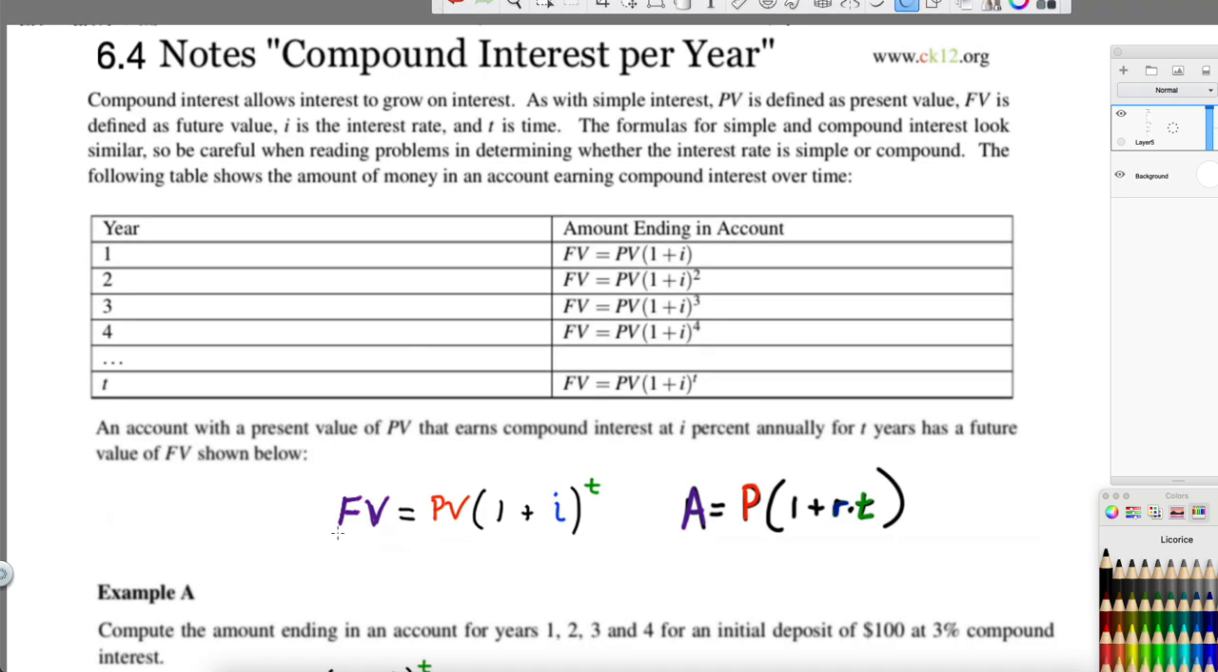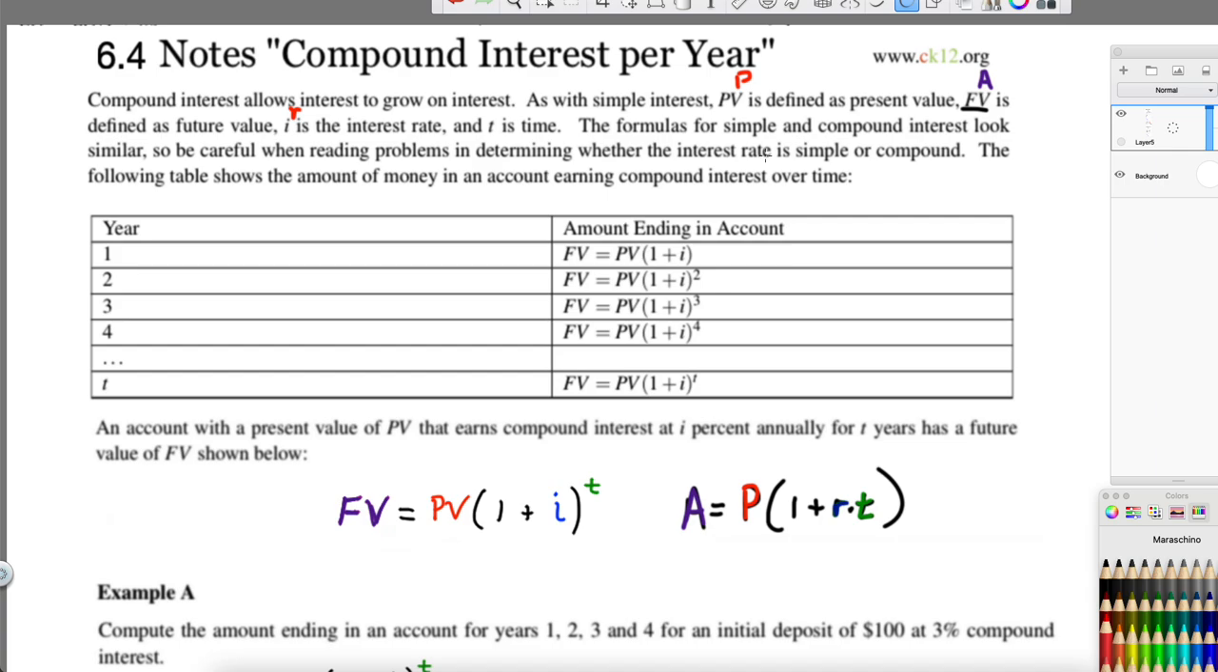So we're going to call FV the future value right here, and PV is the present value. So we called this just P last time, and the future value we called A for amount, and I is the interest rate, and we used the italic lowercase r before for interest rate.